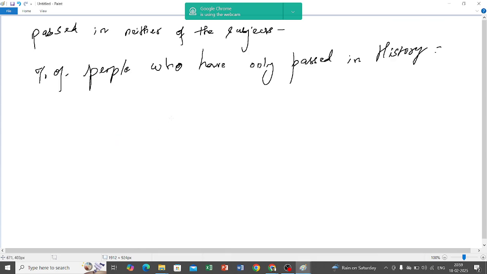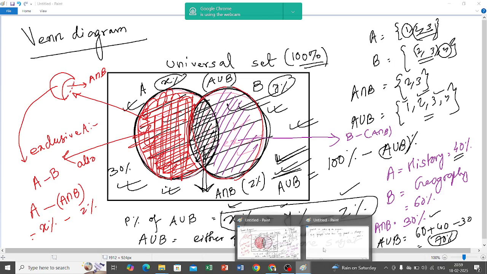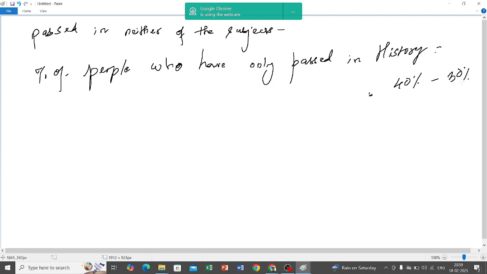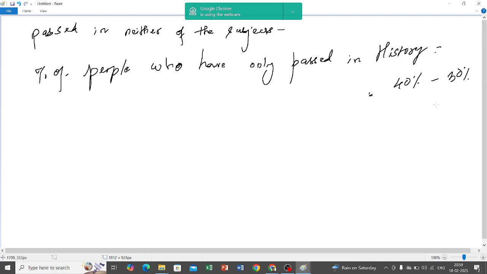The question is percentage of people who have only passed in history. So what will that be? 40% minus 30% intersection. So the intersection is to be subtracted. Right? I am finding out this red portion. This is A minus A intersection B. So 40 minus A intersection B, which is 30%. So that is 10%. Did you understand, Bhavna, Dipakshi, or not?